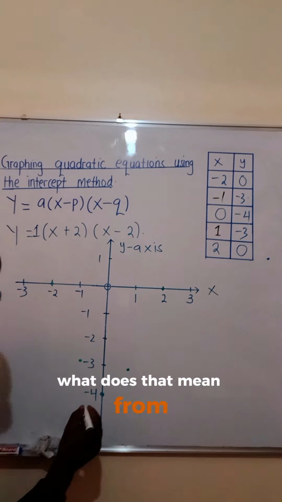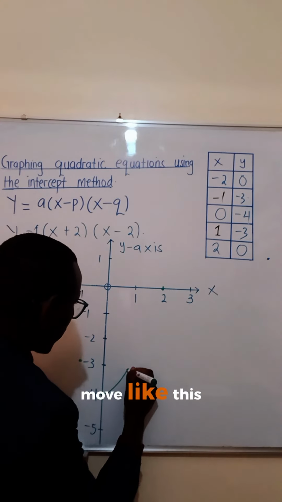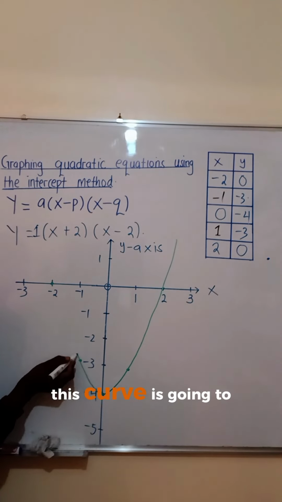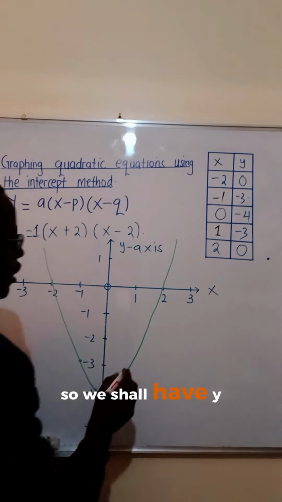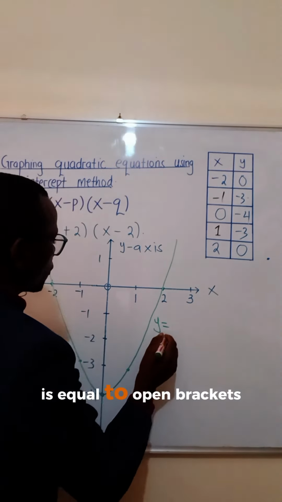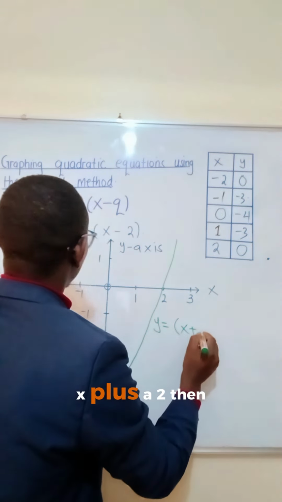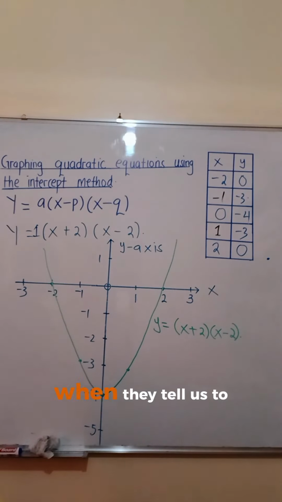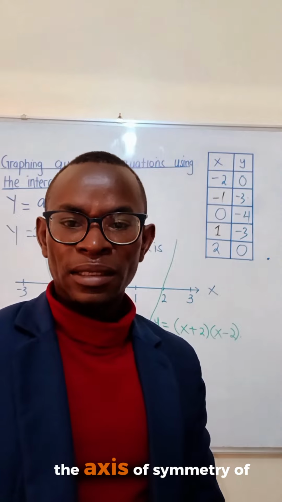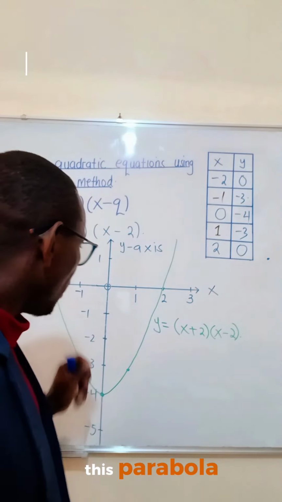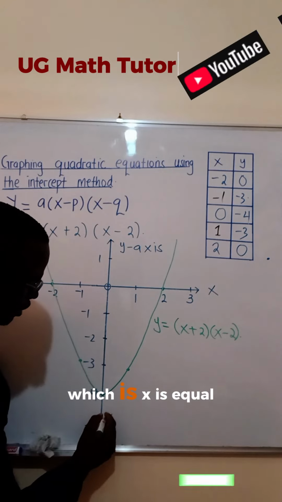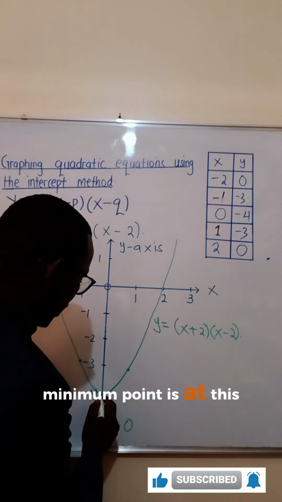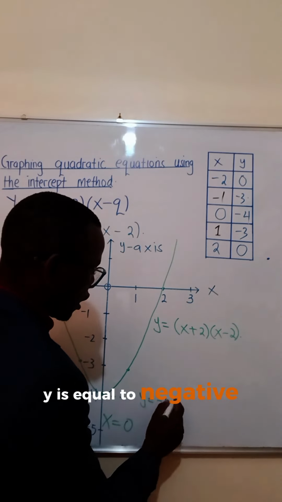What does that mean? From negative 4, this curve is going to move like this, moving upwards. And from negative 4, this curve is going to move like that. So we shall have y equal to (x plus 2)(x minus 2). Okay? Now, when they tell us to find the axis of symmetry of this parabola, we shall find this line, which is x is equal to 0. And the vertex or the minimum point is at this point, y is equal to negative 4.